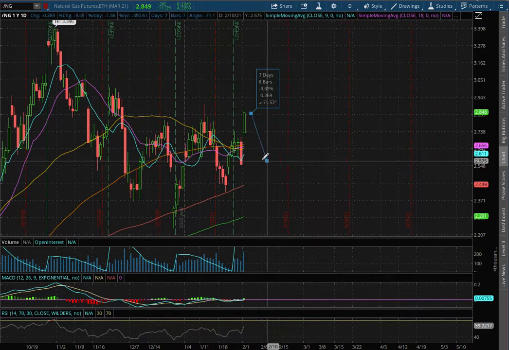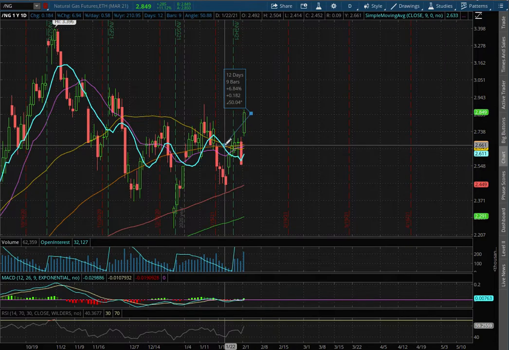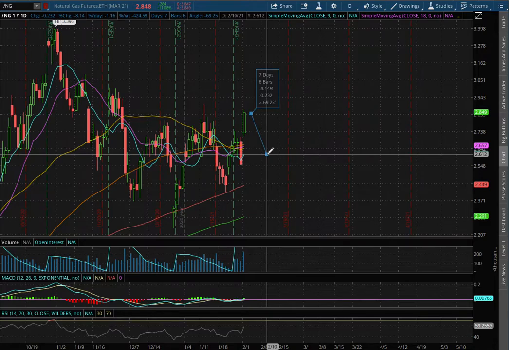And to test support, that'll be where you have the 9-day moving average, this blue line, currently at the price of $2.61. And that price movement to the downside is roughly around 8.1%.